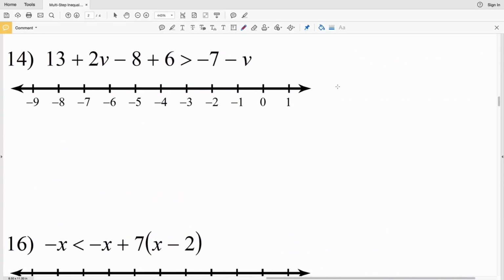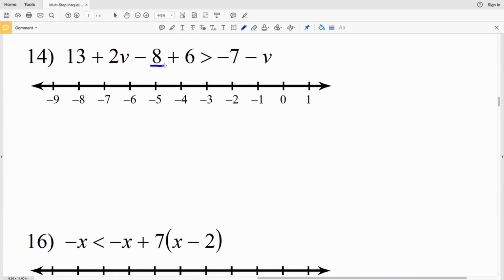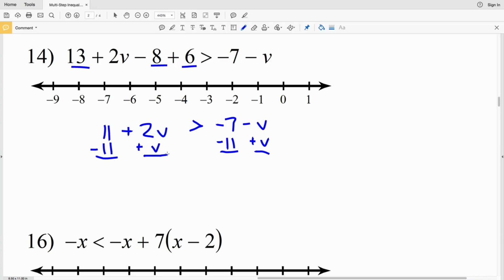Number 14, let's go ahead and combine like terms on the left-hand side. So we're going to have 13 minus 8, which will be a 5, plus 6 will be 11. So I have 11 plus 2v is greater than negative 7 minus v. I'll subtract 11 from the left. Whatever I do to the left, I do to the right, and I'll add v to the right. Whatever I do to the right, I have to do to the left. This will become 0, and this will become 0.